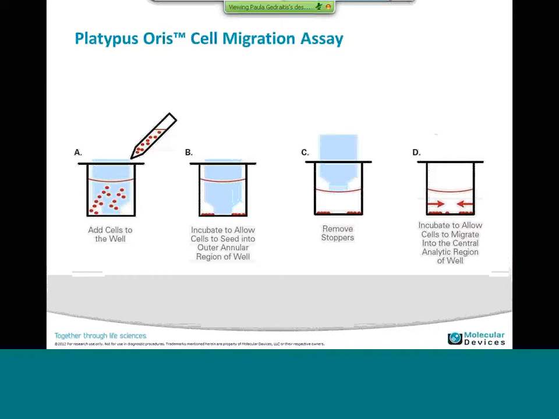There's a plug that you put into the wells in your plate, and then you add your cells around the plug into the well, and you incubate them and allow the cells to seed in basically this outer ring around the plug. And when you remove the stopper, you'll have a hole in the middle of your well. And then you can incubate over time with that plug removed under different treatment conditions and see how much the cells migrate back into that hole.